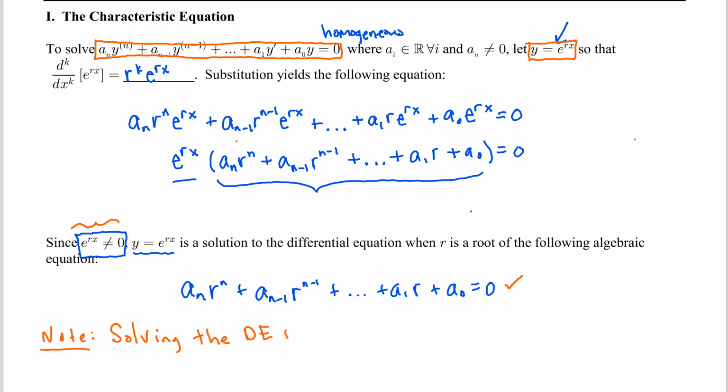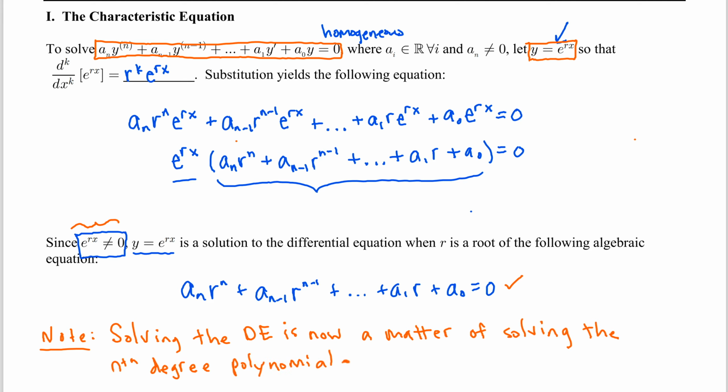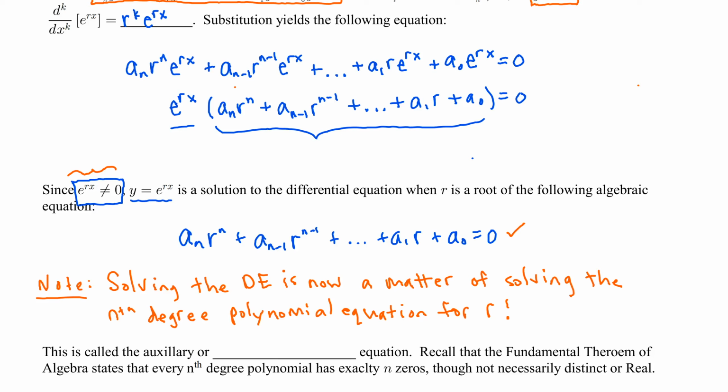Now, one thing to observe about this equation is we could say solving the differential equation, solving the DE, is now a matter of solving the nth degree polynomial equation for r. That is, we've reduced our problem of solving a differential equation down to our ability to solve an algebraic equation. That's pretty simple. This polynomial equation is called the auxiliary or characteristic equation.